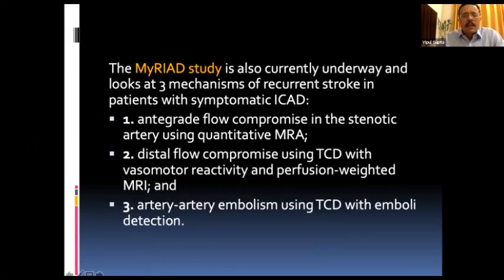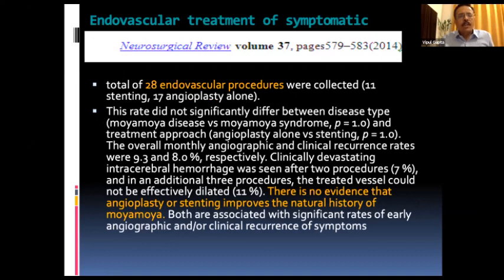Other studies are being done in which they are now using quantitative MRA for the flow, including TCD for flow as well as arterial embolism, to understand how ICAD is behaving and how we can optimize our treatment in these patients. Now coming to the next part, which is Moyamoya, all right? So this was mainly about ICAD.